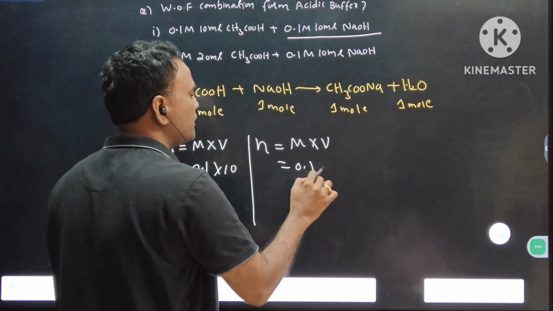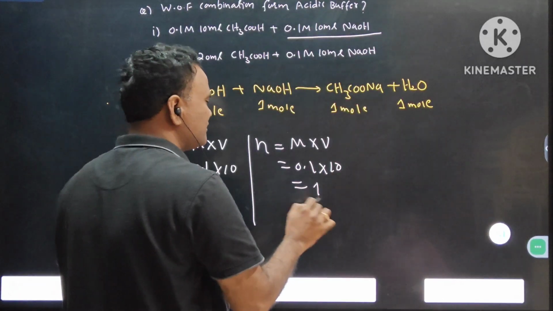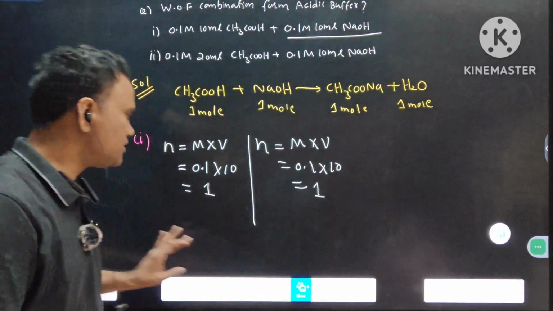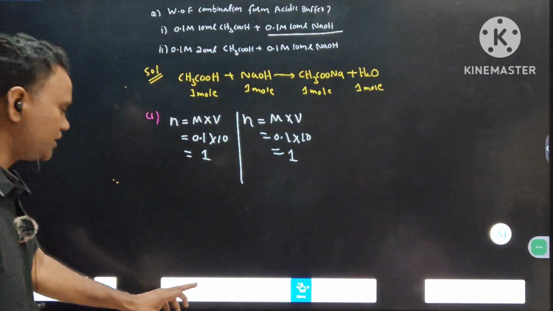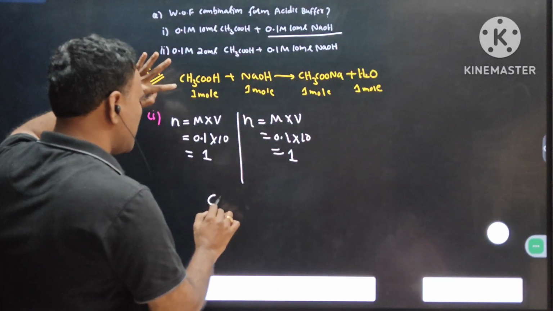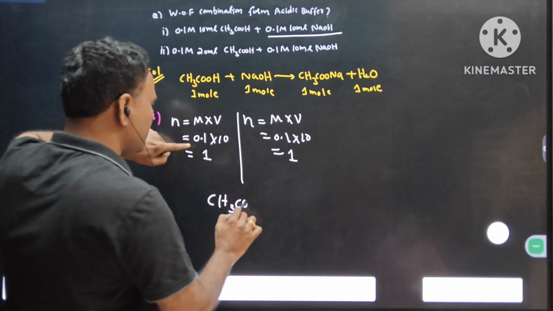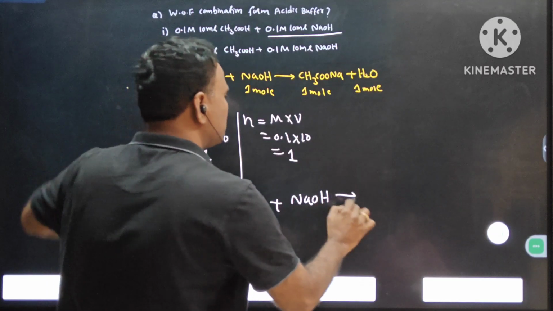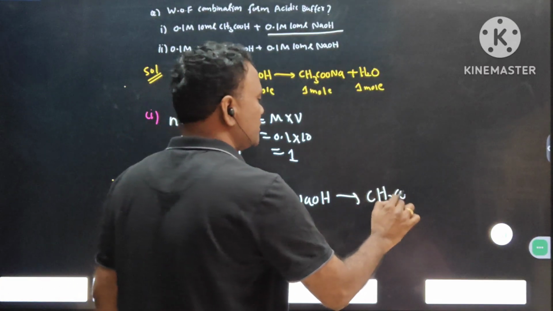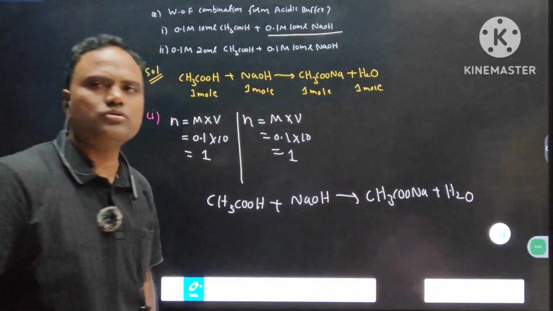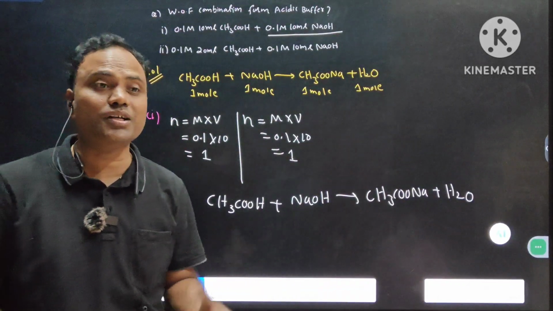Molarity is 0.1 and 10. Here also 1. Right? Now let us write the equation again. This is the general equation. Now acetic acid is 1 mole according to the given data. This is 1 mole. This is also 1 mole to give 1 mole of sodium acetate and 1 mole of water. Now once you go back to the definition of acidic buffer, what is acidic buffer?